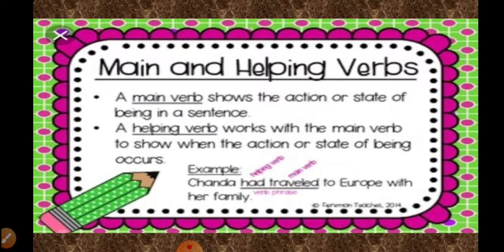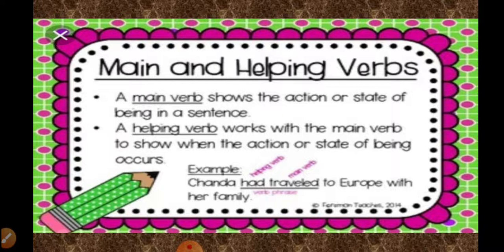Now main and helping verb. What is the function of main and helping verb? Hope it is very clear to you now. A main verb shows the action or a state of being in a sentence. It gives more information about the subject, what the subject is doing. And a helping verb works with the main verb to show when the action or state of being occurs. The helping verb tells us at which time the thing is happening.